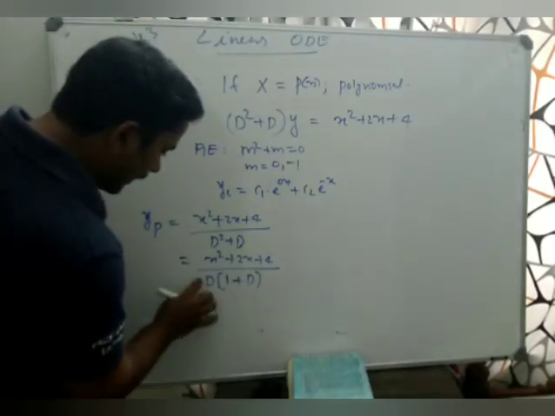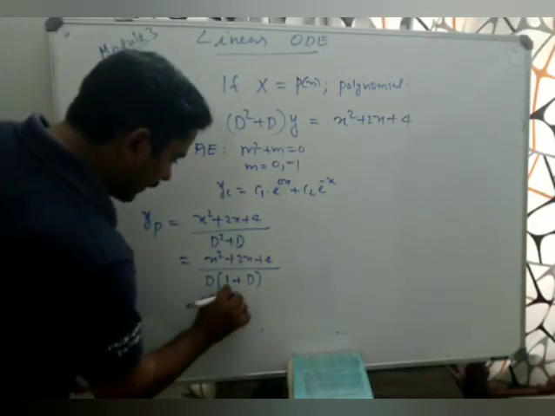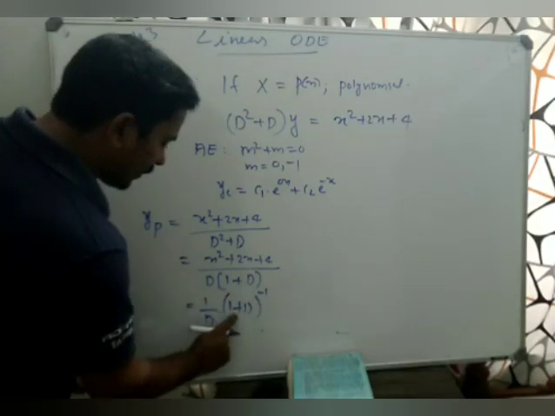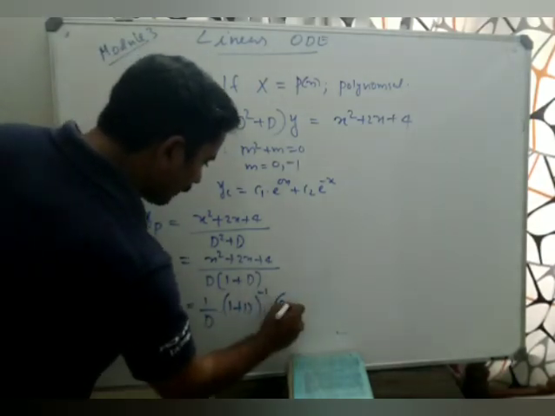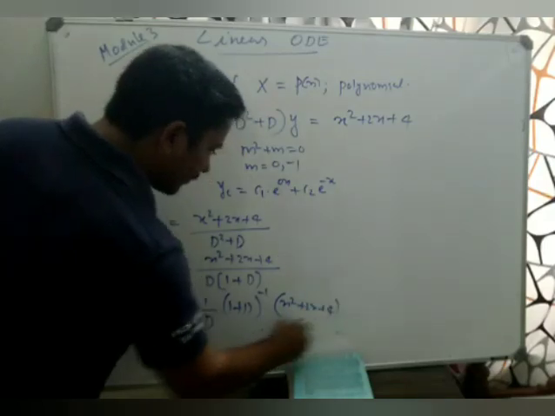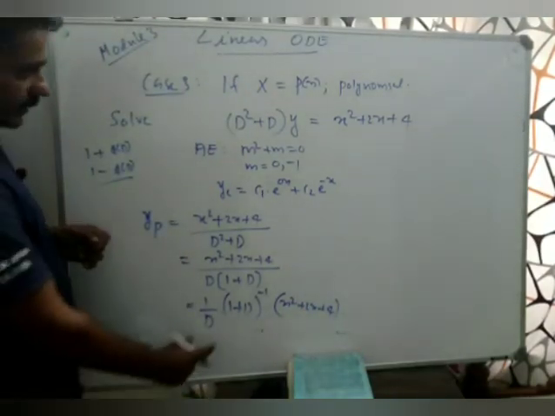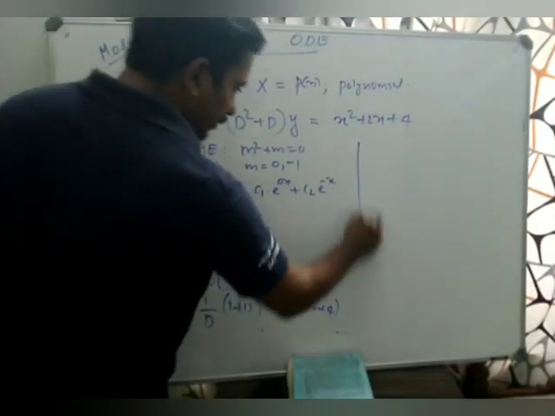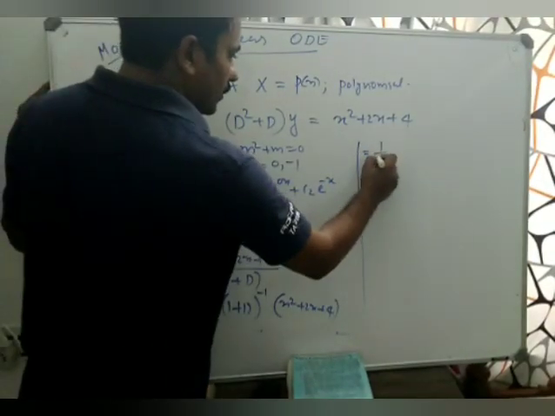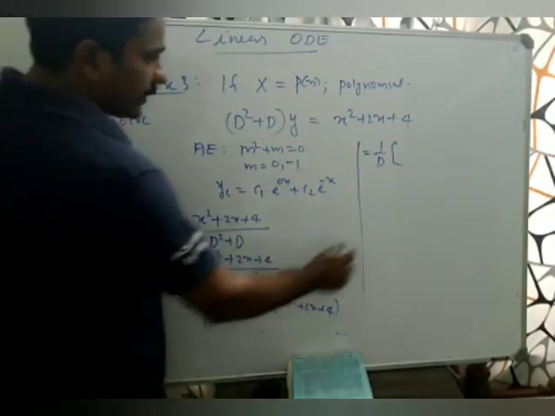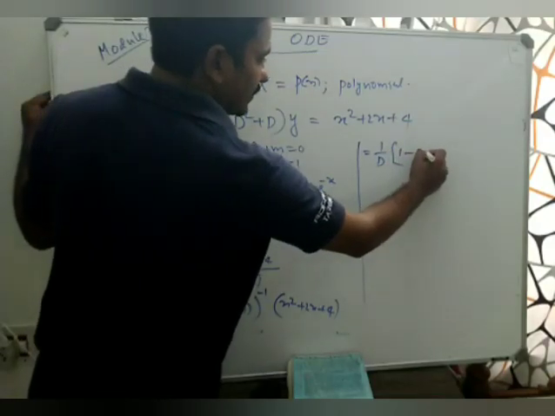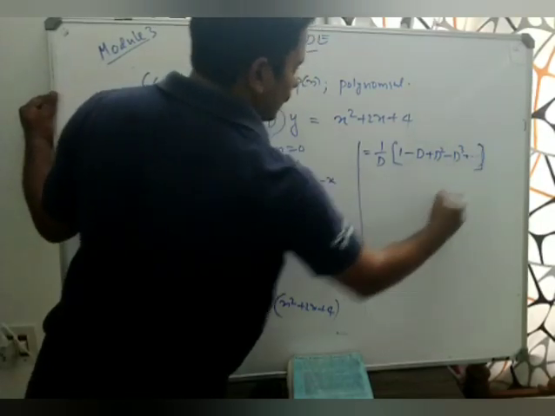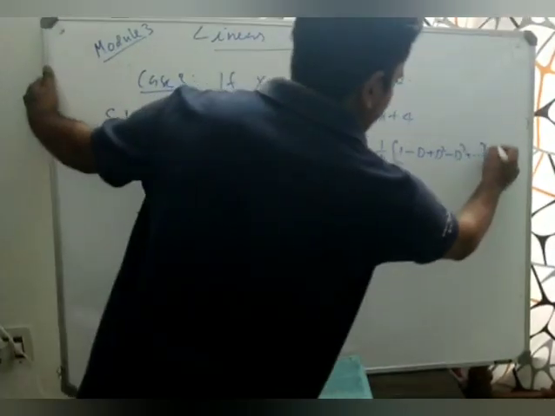and write this part to the numerator. So 1 by d is here, so let it be there, and take 1 plus d to the numerator. So this will be 1 plus d to the power minus 1 of x squared plus 2x plus 4, right? Now we have the formula, right? 1 plus x all raised to minus 1. Apply the formula. 1 by d is there. When you apply the formula there, 1 minus x plus x squared minus x cubed plus etc. times x squared plus 2x plus 4.